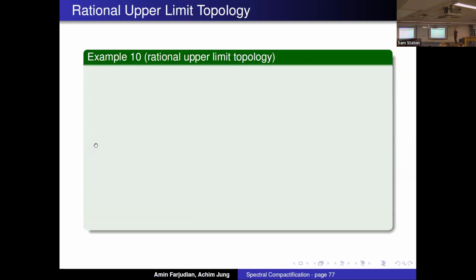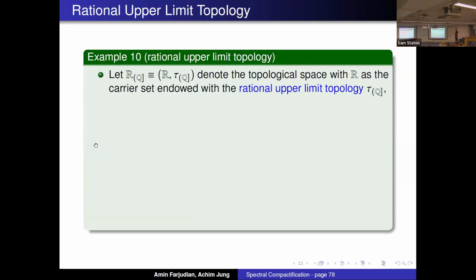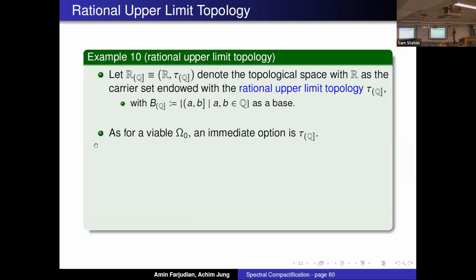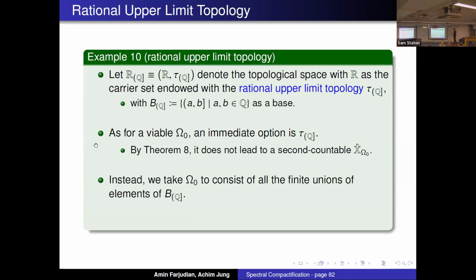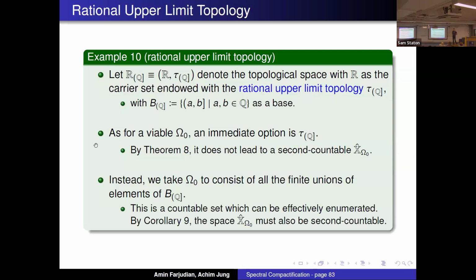To give you an example, I can give you the rational upper limit topology, which is essentially the upper limit topology, but we take half open rational intervals. If you take all of the topology, you end up with a space which is not second countable. So instead, we take something more reasonable, for example, finite unions of these half open rational intervals. With that, we get a second countable spectral space. And because this omega 0 can be effectively enumerated, we get a very good computability structure there.